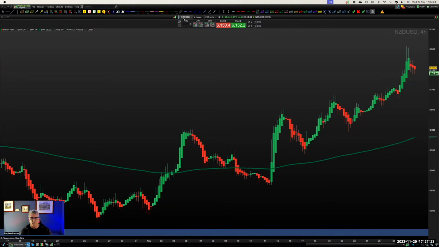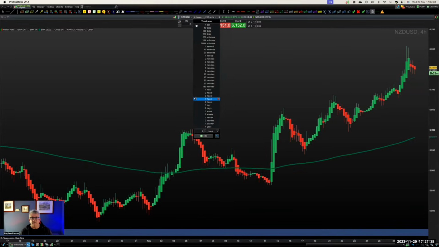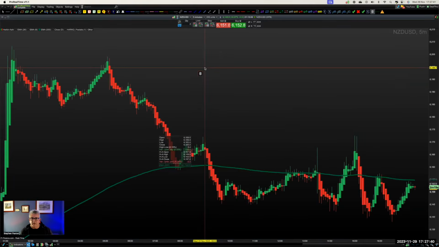So this is Kiwi USD. We're going to show you fractals and the combinations for FX and for index, and we're going to do that again on Friday morning. So the trend is your friend, where the direction here is up. What we're going to do is drop it down into 5 minutes so we can see.